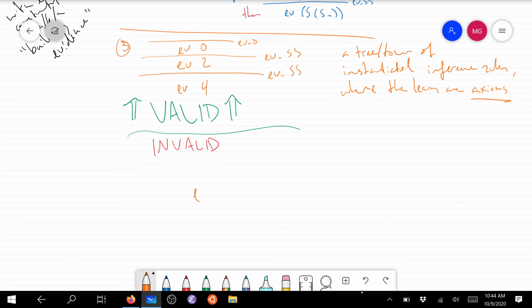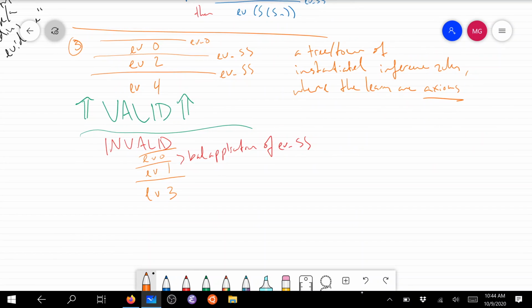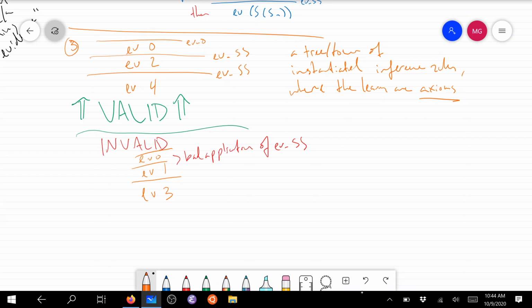So like EV3, oops, EV3, EV1, EV0. Right? What's bad here is right here, we have a bad application of EVSS. So that's one way to do it, is to say, well, look, EV1 shouldn't have an EV0 above it, right? That doesn't make sense.